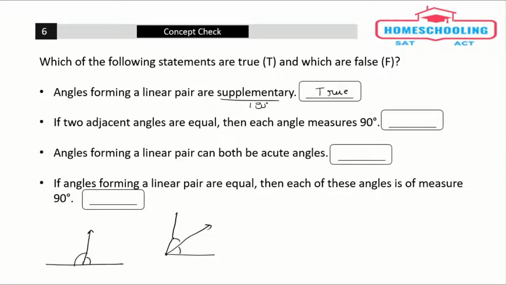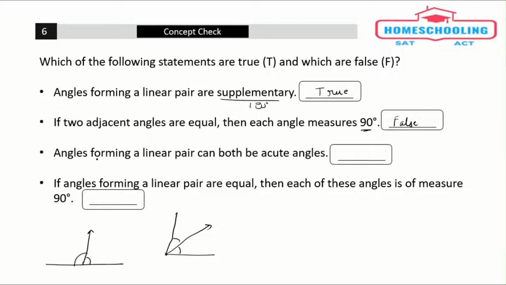As you can see, these two angles are equal. If this one is 35 and this one is 35 degrees, it doesn't mean that every time both angles are equal, each angle has to be 90 degrees. So it is not true, it is a false statement.